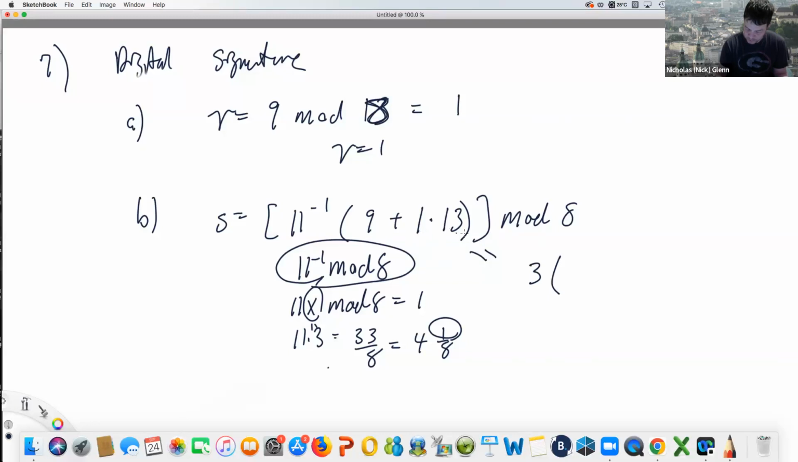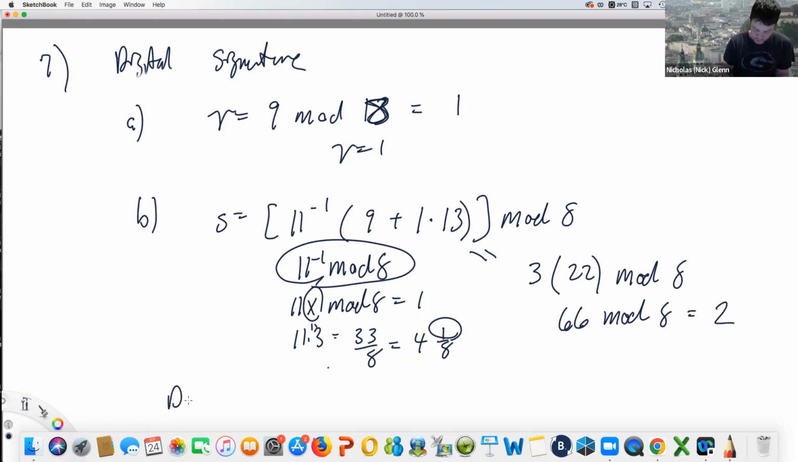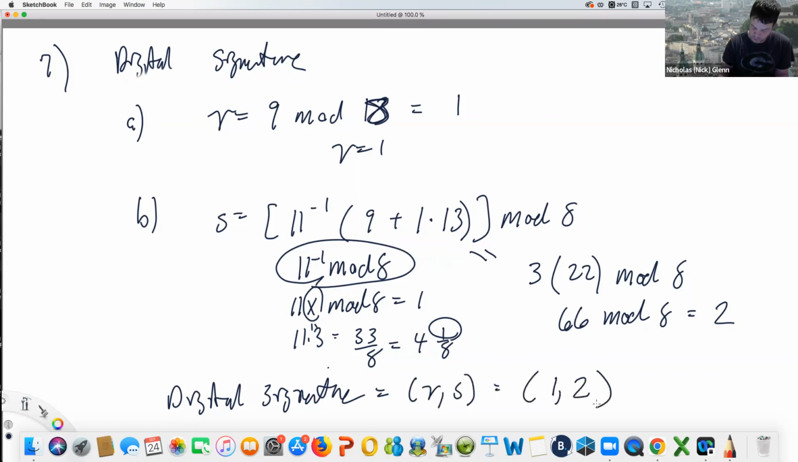9 plus 1 times 13. So that's 22 mod 8. So it's 66 mod 8. And if you divide that, 8 times 8 is 64. You have 2 left. All right, so that's the remainder. It'll be 2. So your digital signature here, your R, S is going to be 1 and 2.